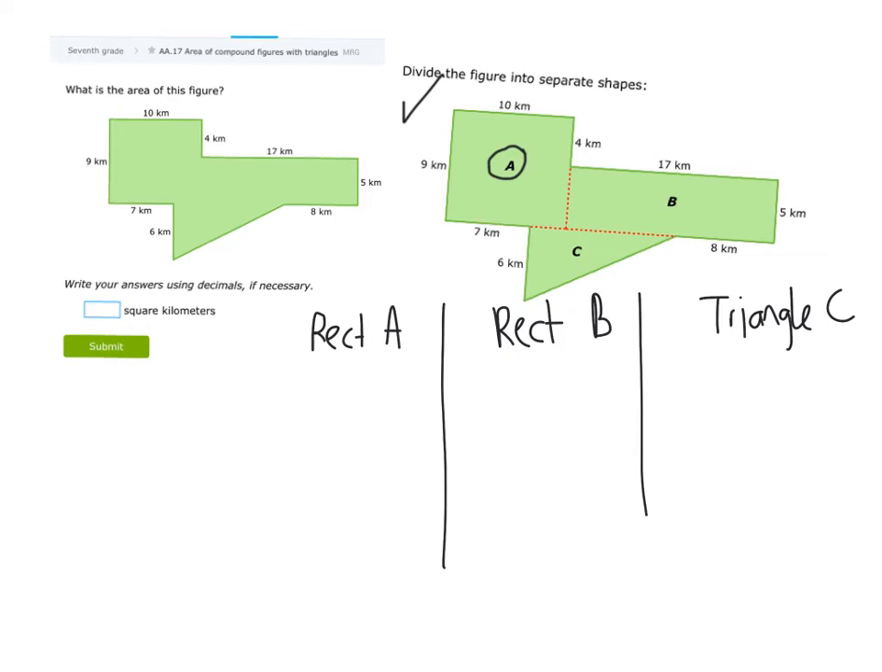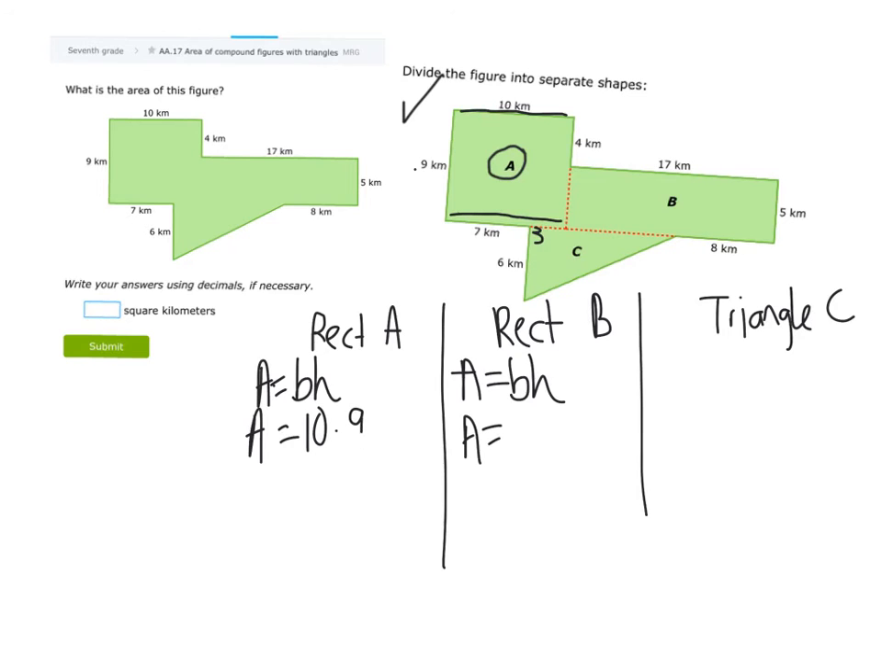I have rectangle A, rectangle B, and triangle C. So for rectangle A, I know this is 10, and this one must also be 10, but it only gives me 7, so this would definitely be 3 more. So the base is 10, and the height is 9. So I do 10 times 9. The area for rectangle A is 90.